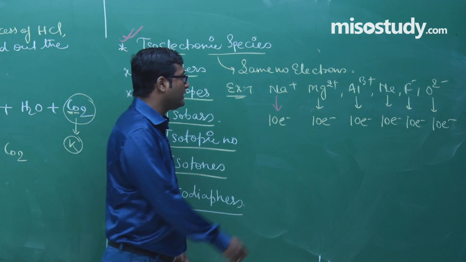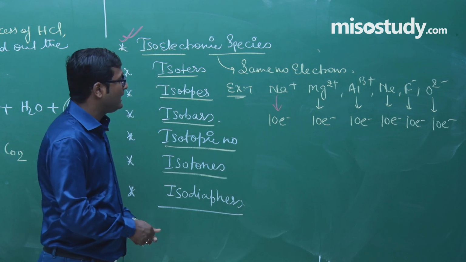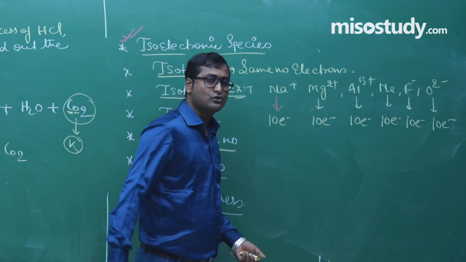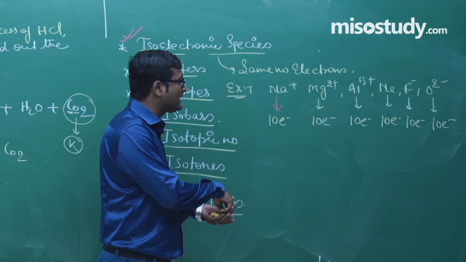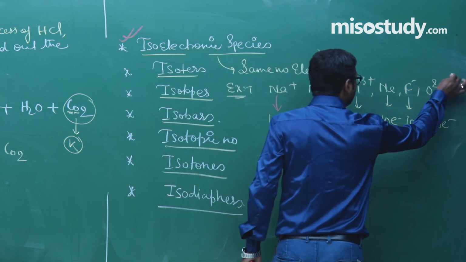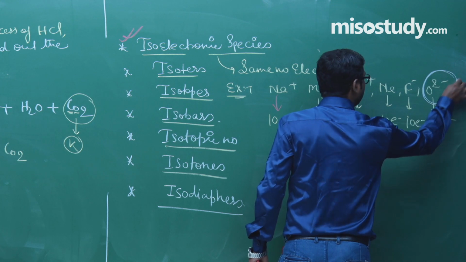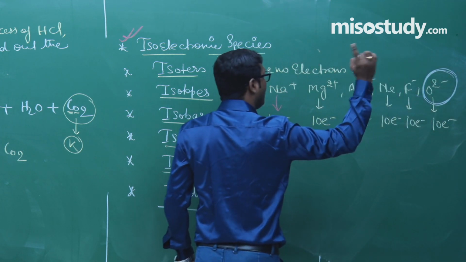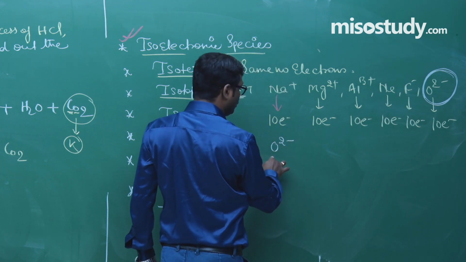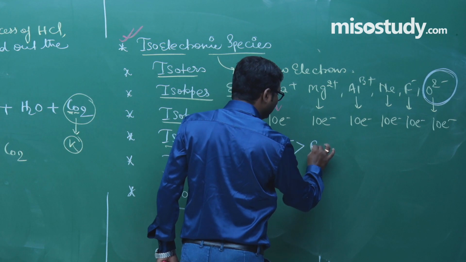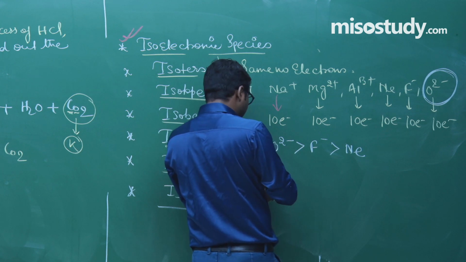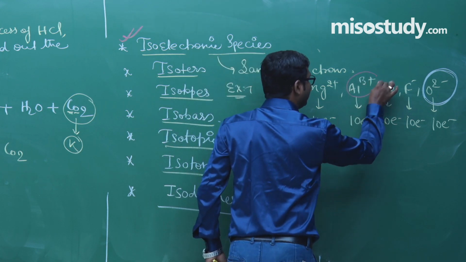Am I right? One more thing, by using this you can also relate the increasing or decreasing order of size. If the species are isoelectronic, then how to arrange them in increasing or decreasing order of their size? As we know, more negative charge means more ionic size. So if you arrange them, O2 minus will have maximum size, then comes F minus, then comes Ne, and the more the positive charge, the less the size.